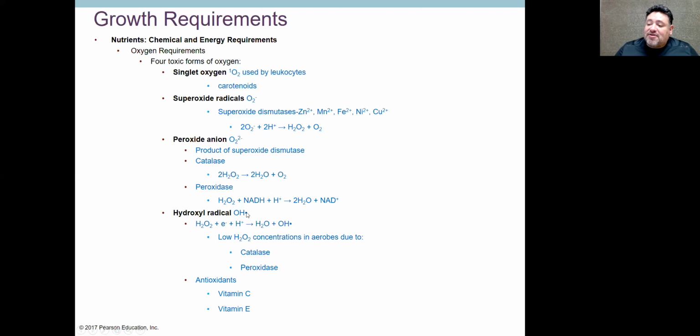The hydroxyl radical has an extra electron, and these guys are really hard to deal with. As a matter of fact, we don't have anything to deal with them, okay? The only thing that I can tell you is that what we try to do is prevent their formation by keeping the concentrations of hydrogen peroxide as low as possible, and therefore the incidence of this hydroxyl radical as low as possible. Now, if it does happen to manifest itself in our tissues, antioxidants such as vitamin C and vitamin E can protect us to some extent against these radicals.